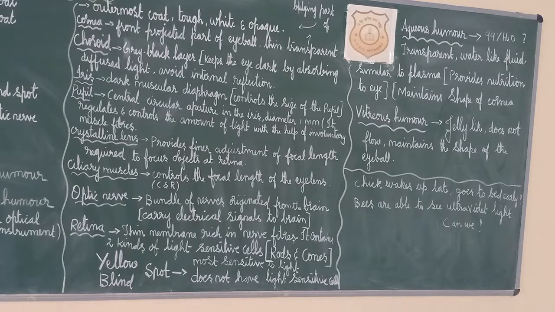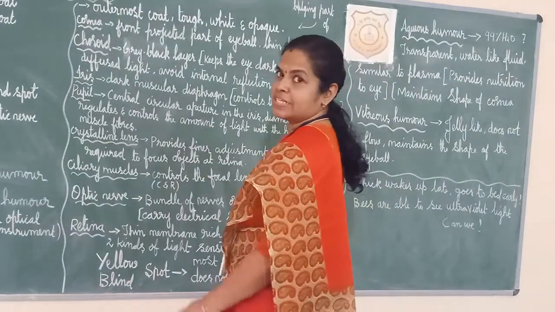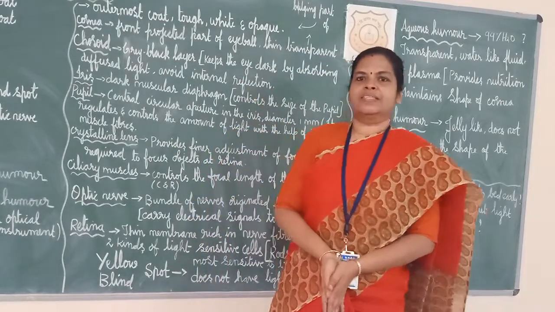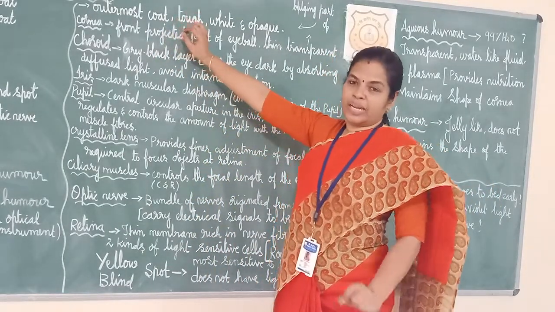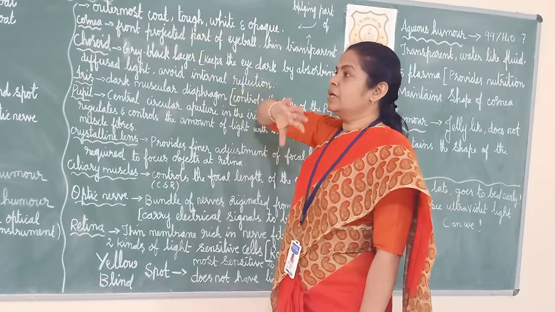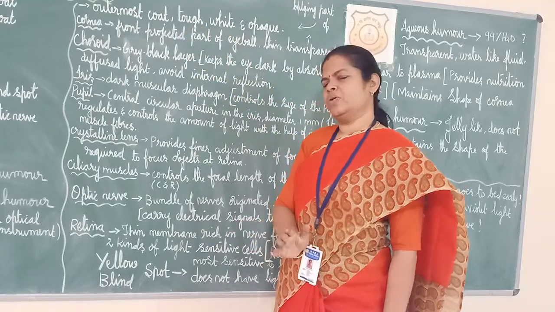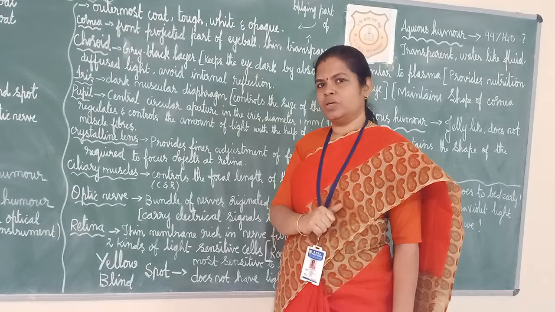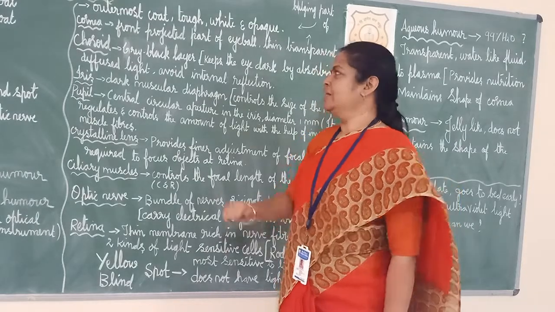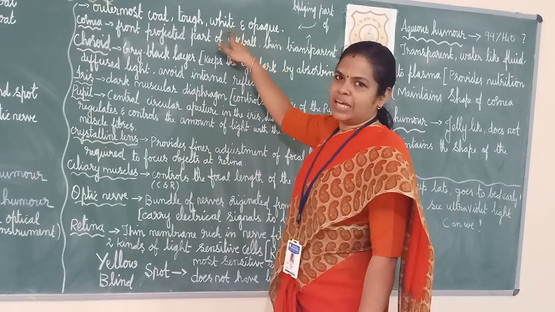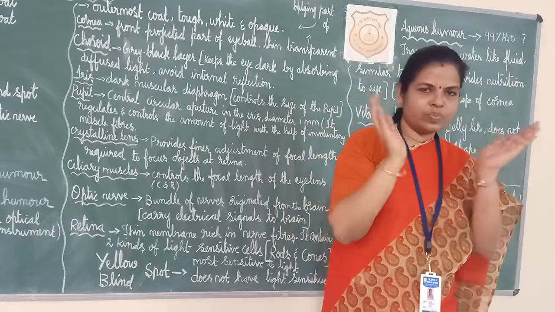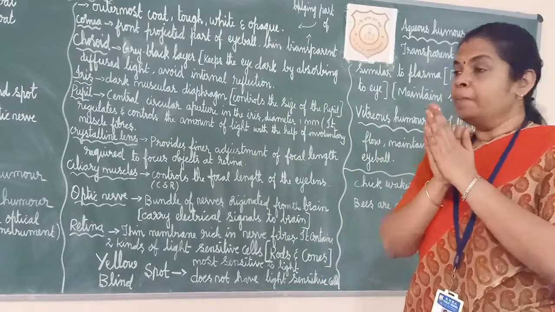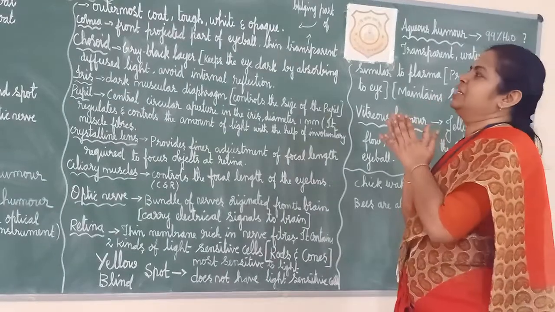Functions now. The outermost coat, I told you that it is the sclerotic coat, right? Sclerotic coat. What is the function of that? It is the outermost coat. You write it down, okay? All the functions. The outermost coat is called the sclerotic coat. And do you know the color of the sclerotic coat? White color. Okay. It is white in color. It is opaque and it is tough. The sclerotic coat which is present outside the eyeball is white in color.